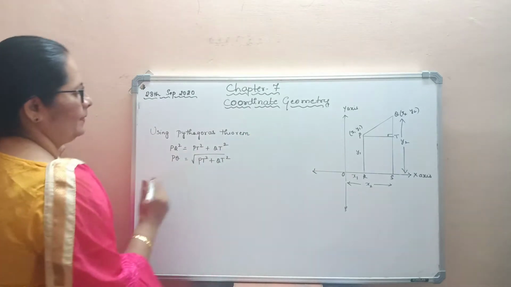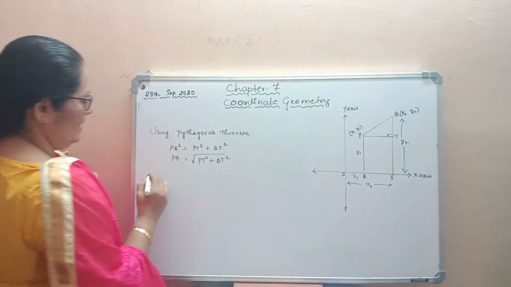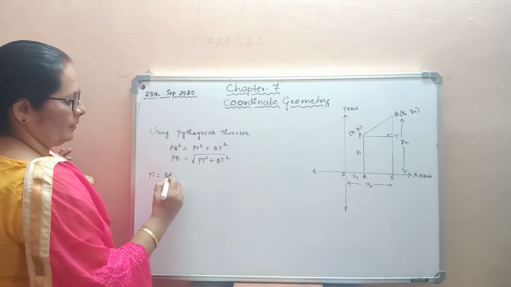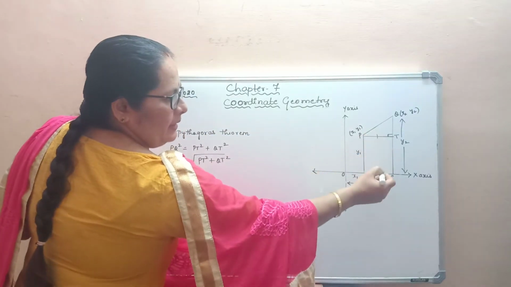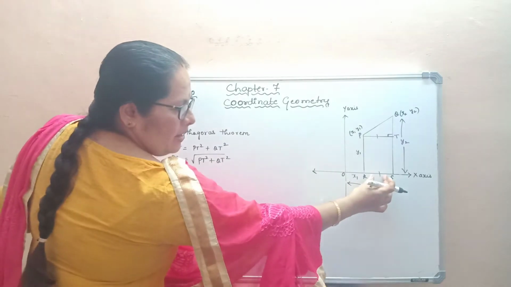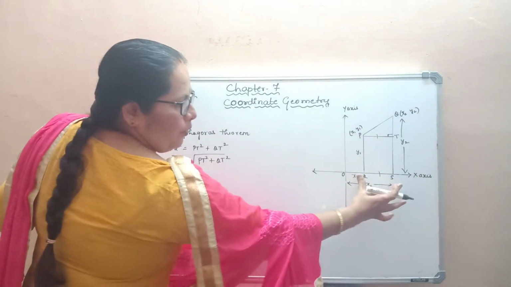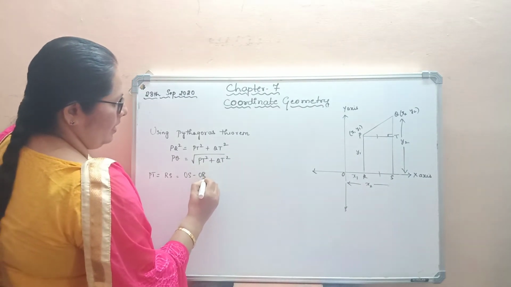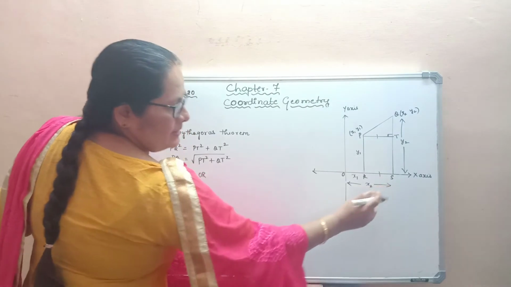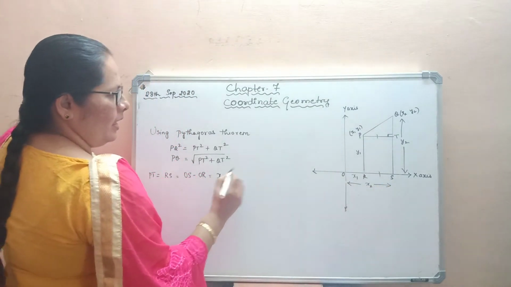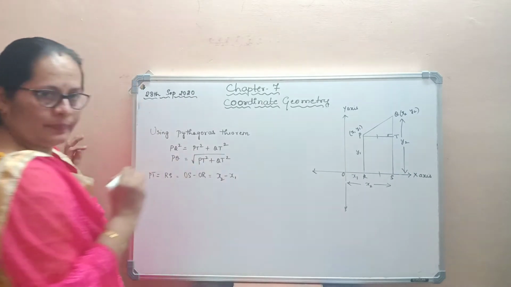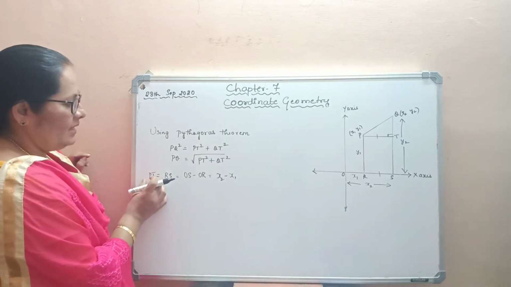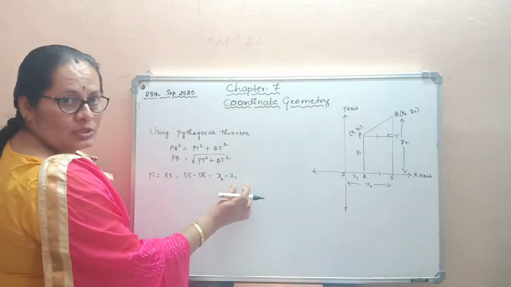Now, in this figure, what is PT? PT is equal to RS. What is RS? RS is equal to OS minus OR. What is OS? OS is x2 and OR is x1. Distance OR is x1, distance OS is x2. So that PT equals x2 minus x1.